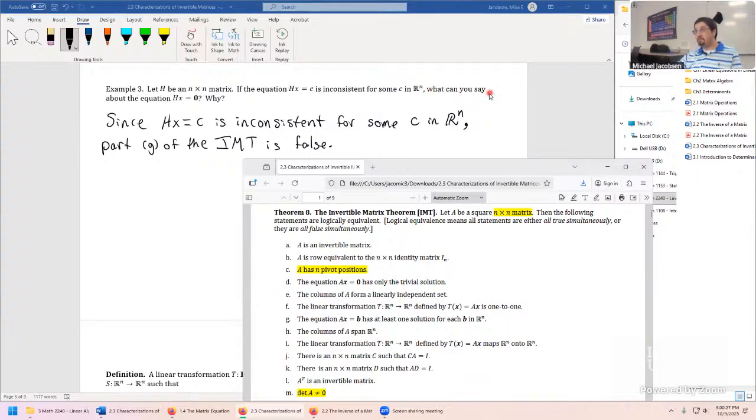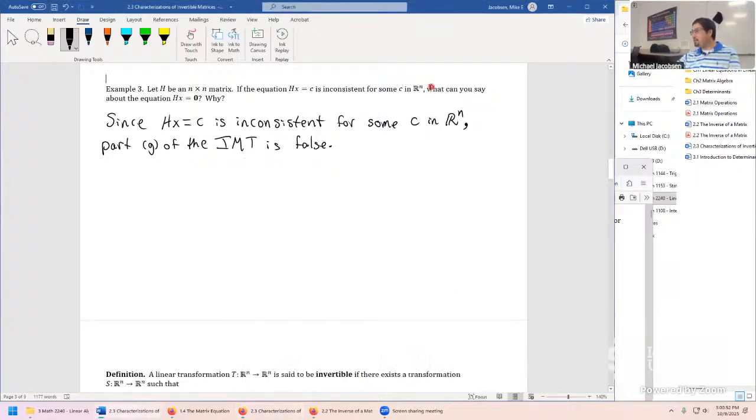This is a weird way it's been written, right? This is, I think, a problem written verbatim out of one of the potential homework exercises. What can you say about Hx equals 0? We'll relate it to part D right here. Ax equals 0 has only the trivial solution, but since part G was false, this part is false as well. We'll say Ax equals 0 has non-trivial solutions. And that would be what we can say about the equation here.